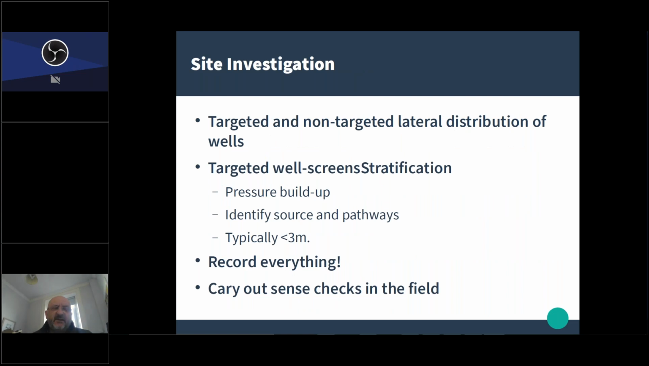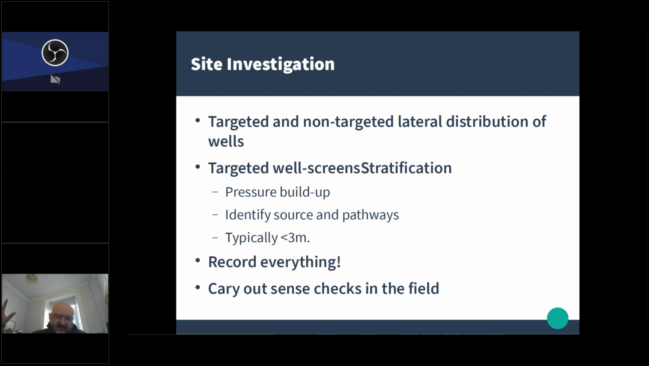So site investigation, I showed you that picture a few slides back. I've tried to emphasize that the SI needs to be targeted, needs to be designed with the CSM in your mind. So you might use targeted, non-targeted wells to give you a good lateral and vertical distribution. And I mentioned targeting well screens to the source. So there are various reasons for that.